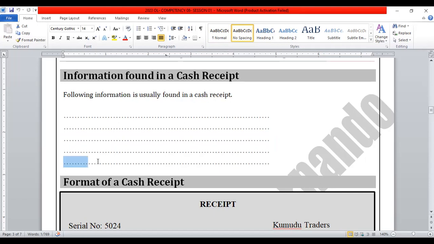Last is amount received in cash. Amount received in cash. This information is normally found in a cash receipt. Okay, good. Right.